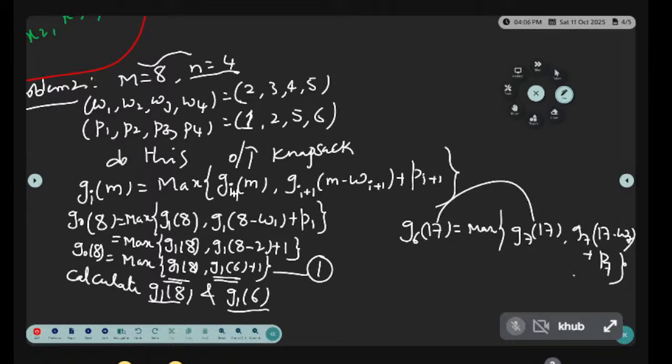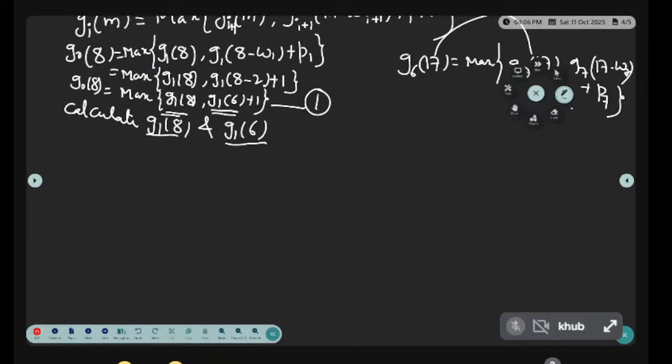What is G1 of 6? Anyone? Huh? 32. G1 of 6 is equal to maximum of G2 of 6 comma G2 of 6 minus second item weight, what is it? Second item weight, what is it? Plus P3.